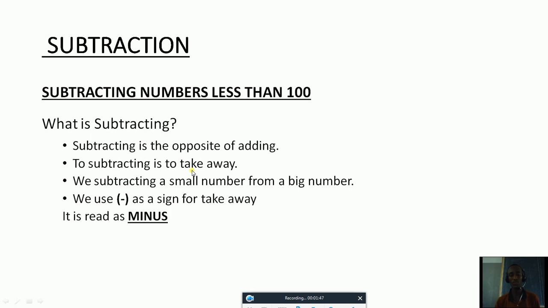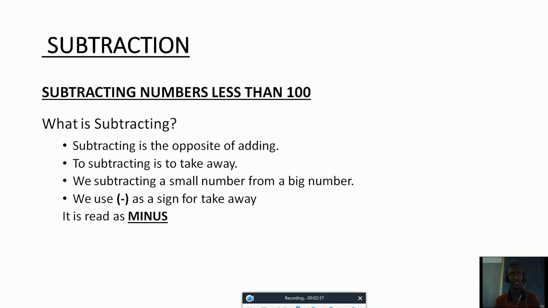To subtract, if it's the opposite, means to take away. To take away means that you have a total value. For instance, you have 10 items, and you take away 4 items. That is where we say that we subtract. We subtract a small number from a big number. It is impossible to subtract a big number from a small number. Example, we subtract 7 from 9, because 7 is small and 9 is a big one.